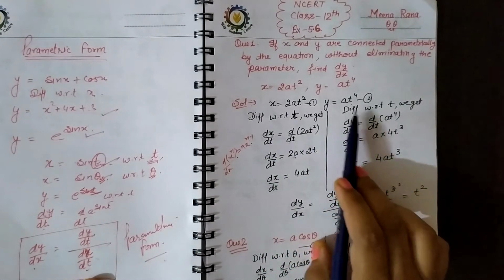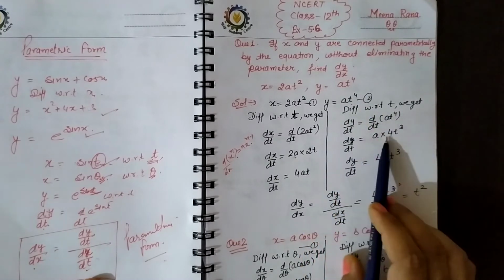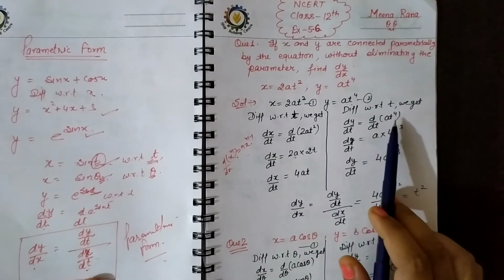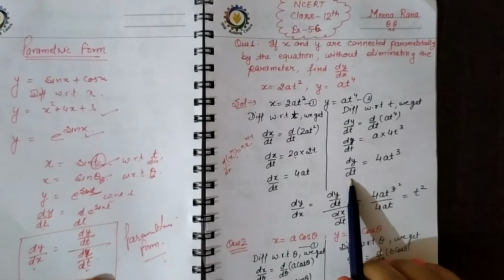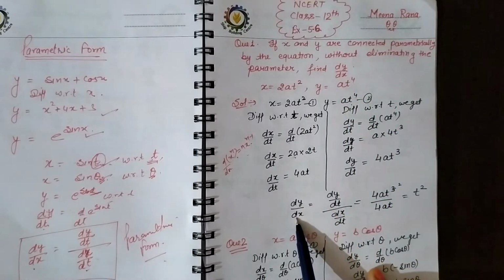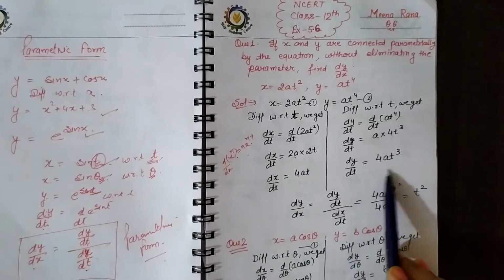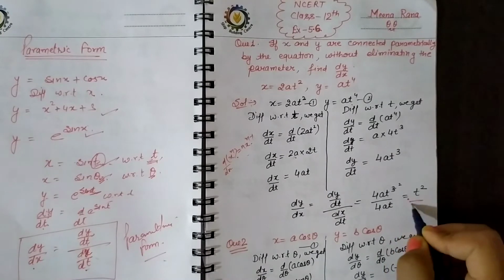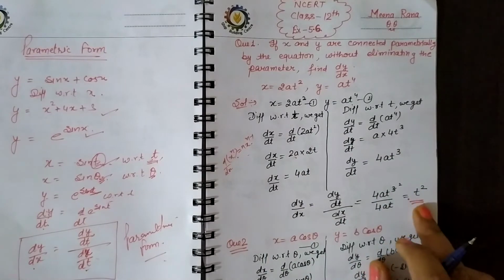In the same way, y is equal to 8at raised to power 4, differentiate with respect to t, dy by dt, same formula applied here. It becomes, a is the constant taken outside, 4t cube, it becomes 4at cube, that is dy by dt. Now you have to find dy by dx. The formula is dy by dx is equal to dy by dt upon dx by dt. So put the values of dy by dt and dx by dt here, so we get t square. So the answer is t square, without eliminating the parameter t.